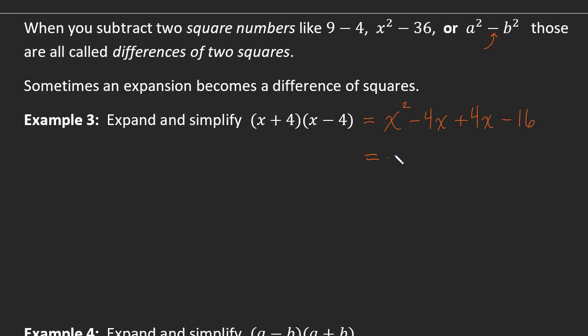So I end up with x squared, and these went bye-bye. That's 0x, so the x term is gone, minus 16. Now x squared is a square number, and 16 is a square number. It came from 4. And so I've got a difference of squares. And so we can see that there's a pattern here. If I have a binomial with a positive in the middle and another with a negative in the middle, multiplying a binomial times a binomial with the same terms but a different sign in the center, that's going to create this pattern, a difference of squares.